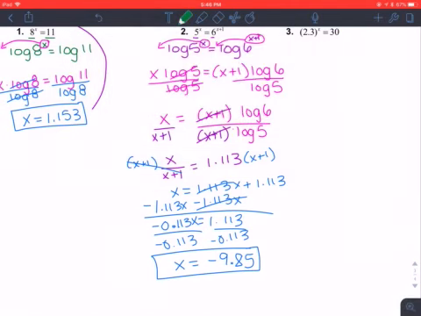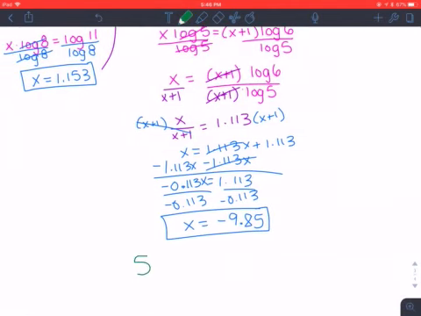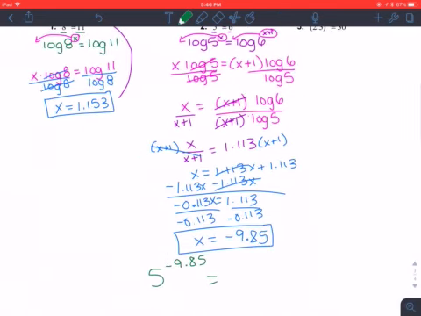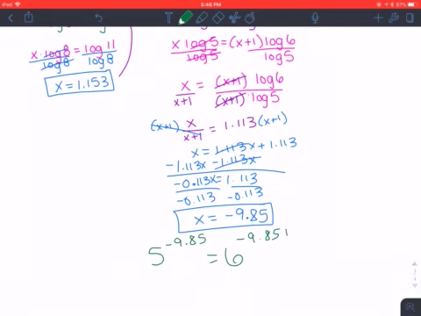So I'm going to plug it into the original, 5 to the power of x, so 5 to the negative 9.85. And that should be equal to 6 to the negative 9.85 plus 1. So my calculator, I'm going to type 5 to the power of negative 9.85, and we get 1.304 times 10 to the negative 7. And I'm going to plug in 6 to the power of negative 9.85 plus 1.